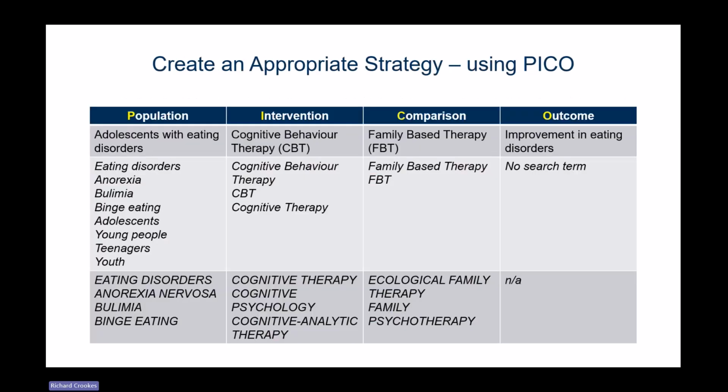So what we need to do now is translate that into an appropriate search strategy using the PICO framework. So I've got these 3 rows here. The first row, again, just identifies the initial concepts of population, intervention, comparison, and outcome.